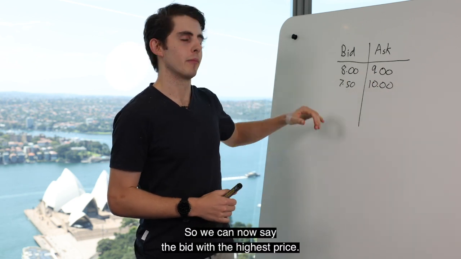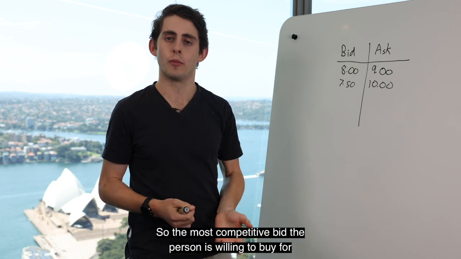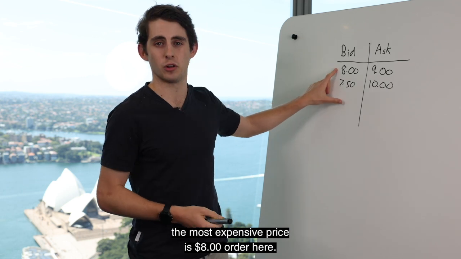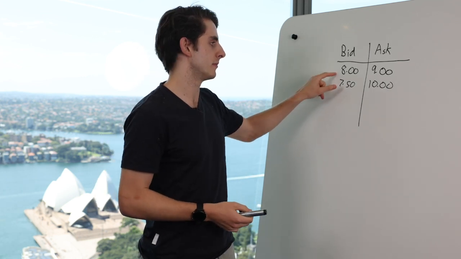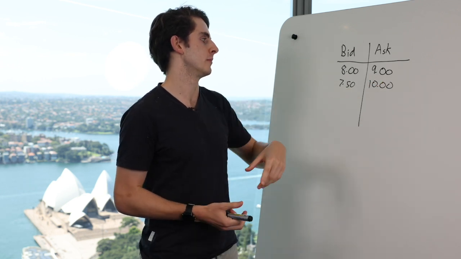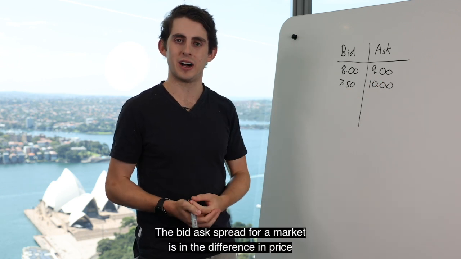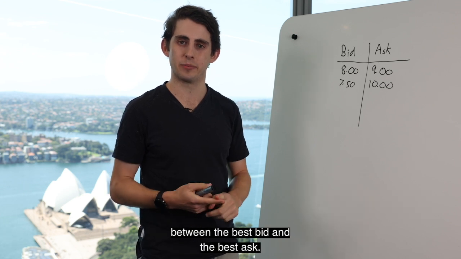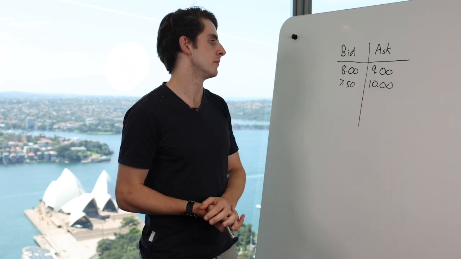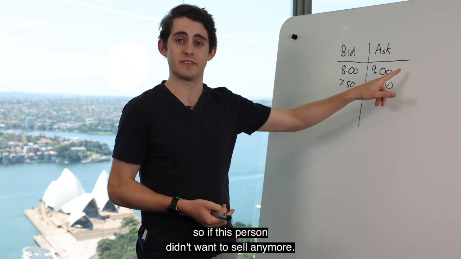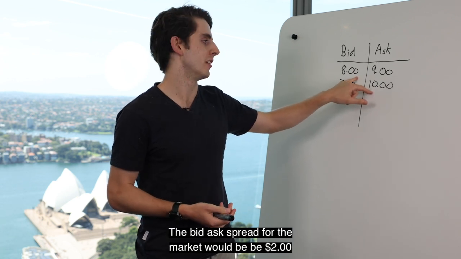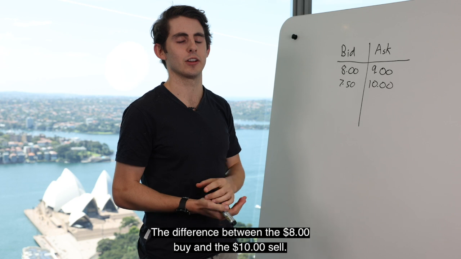So we can now say the bid with the highest price, so the most competitive bid, the person that is willing to buy for the most expensive price, this $8 order here, that's the best bid. Similarly, the ask with the lowest price is the best offer. The bid-ask spread for a market is then the difference in price between the best bid and the best ask. So here the bid-ask spread for this market is $1. If we remove this $9 order, so if this person didn't want to sell anymore, the bid-ask spread for the market would be $2. The difference between the $8 buy and the $10 sell.